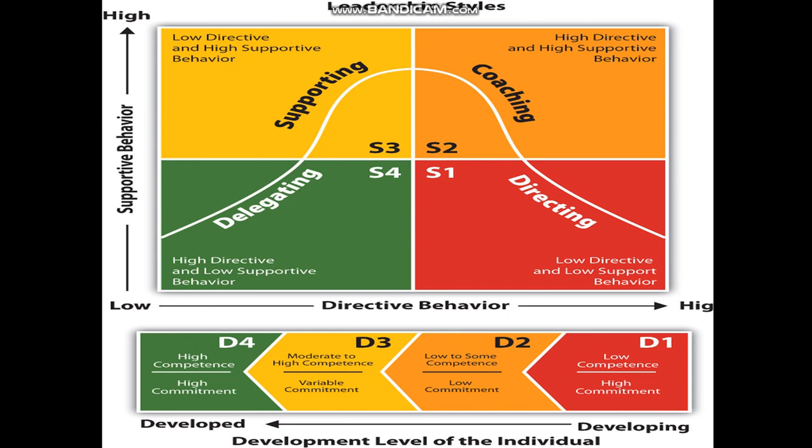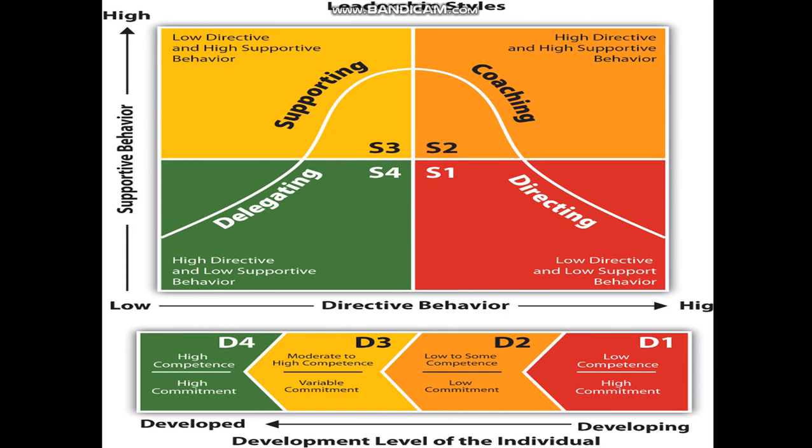Then third one is supporting or participating leadership style. Here the subordinates are of moderate to high maturity. They have the ability to do the work but lack willingness. In this type, give low task and maintain high relationship. This type of subordinates, give low task, that is task behavior, and maintain high relationship.